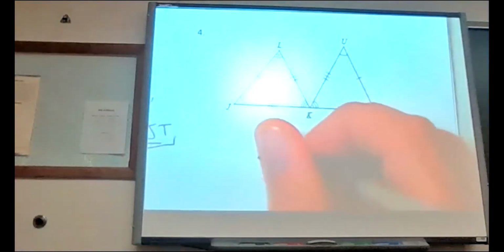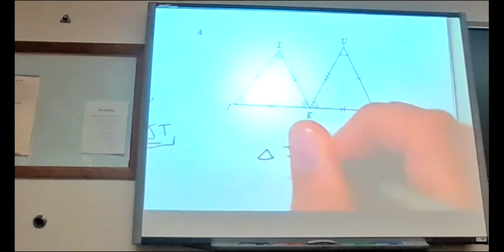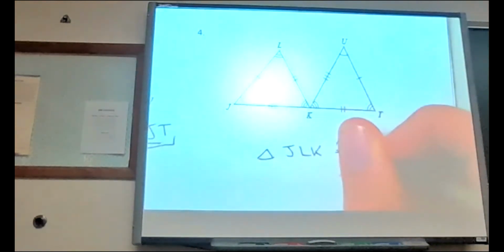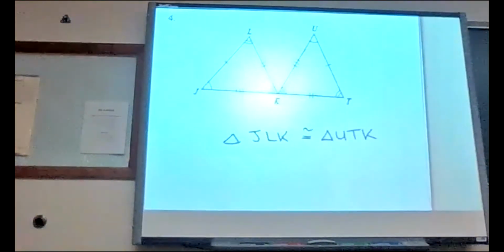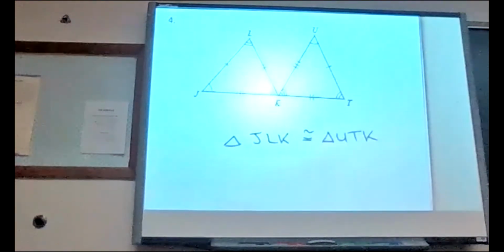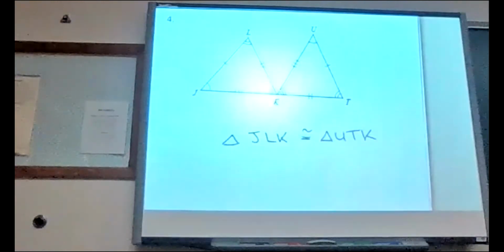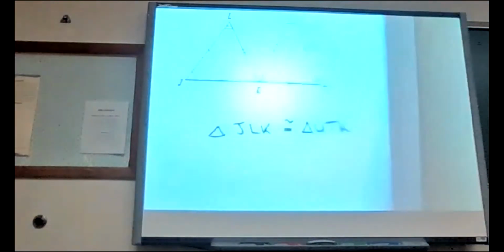Last one, maybe you have JLK congruent to triangle UTK. Okay. Are there any questions on how to form that statement? It's all about matching up parts. Okay.